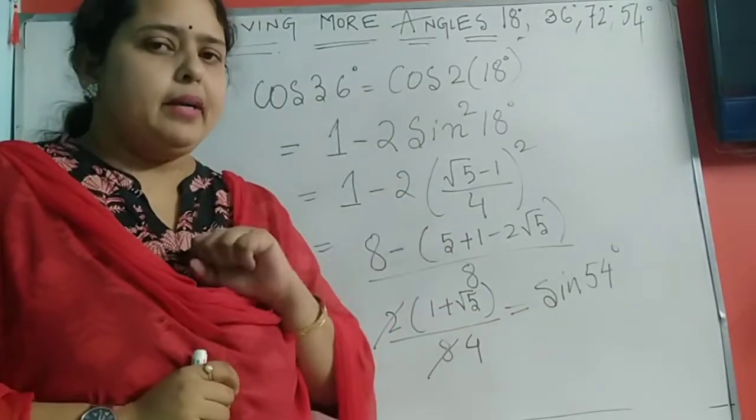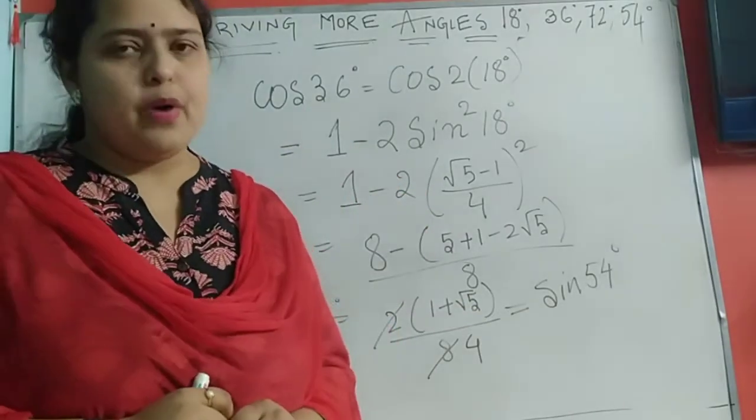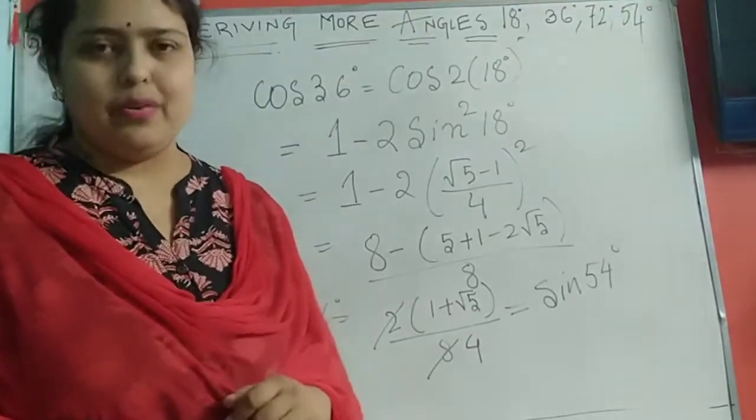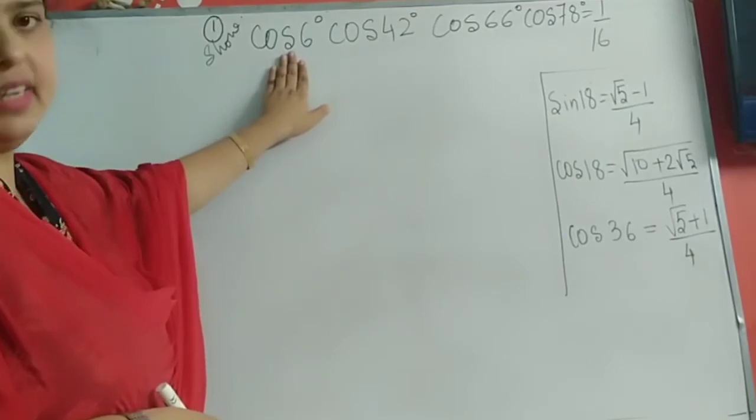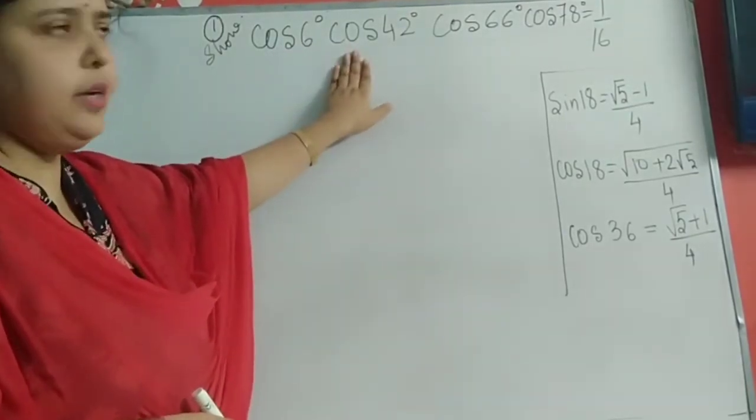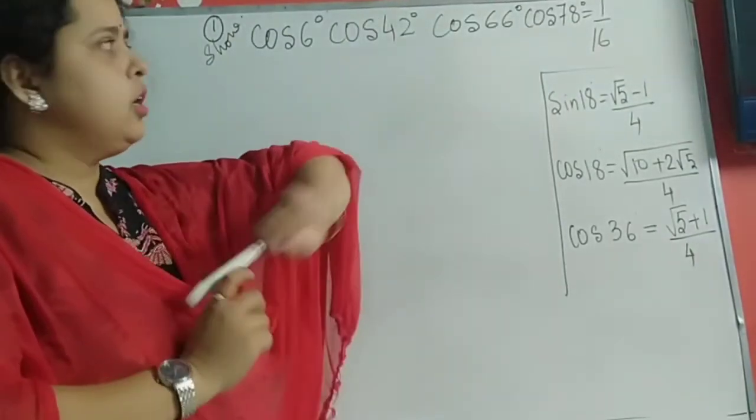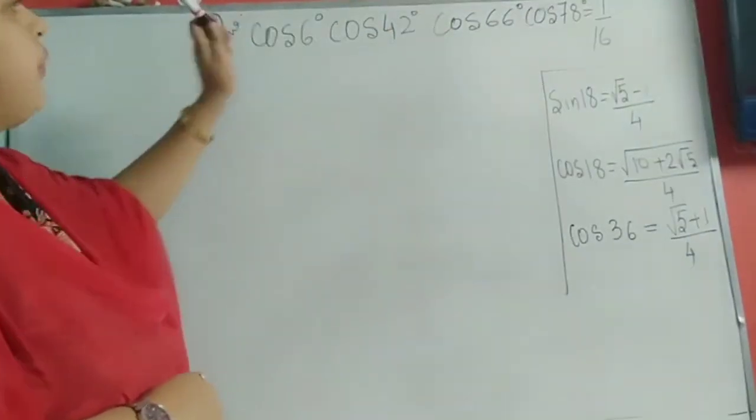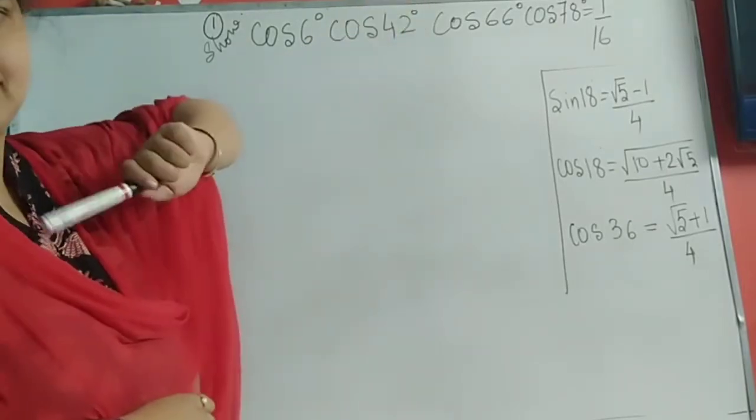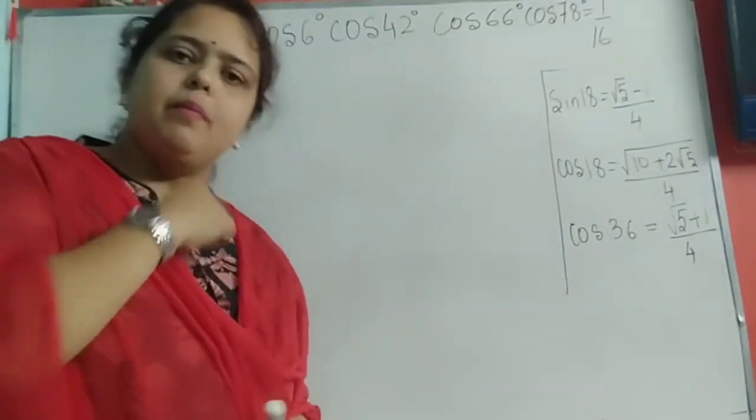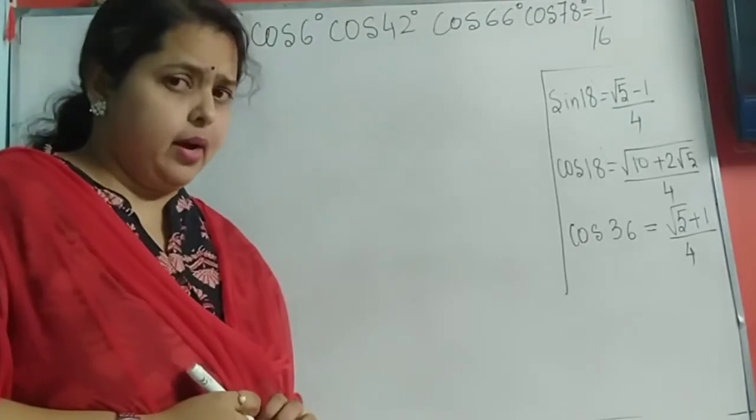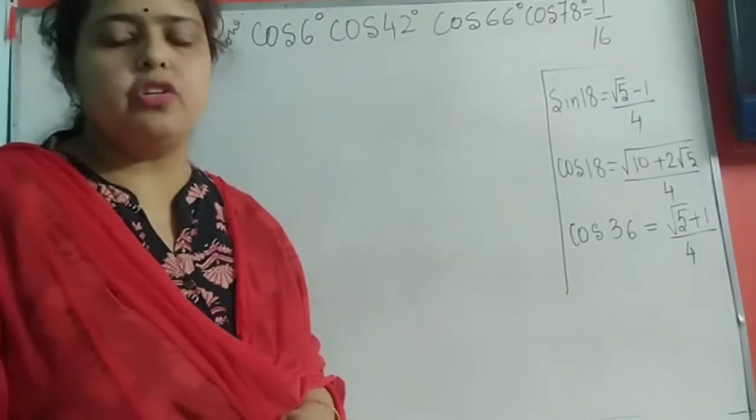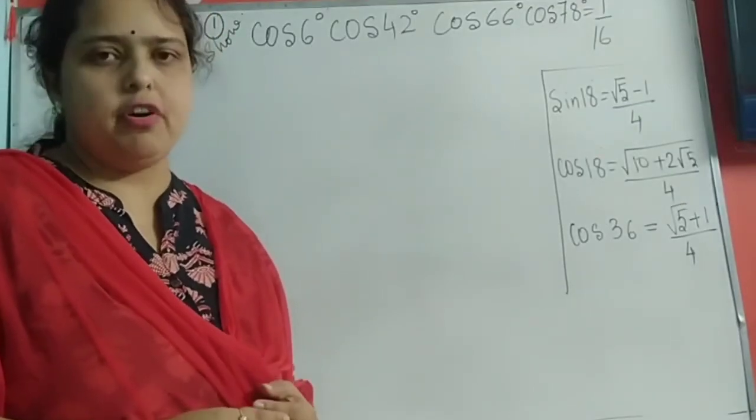But I would like to show you certain problems based on these formulas, how they are going to help me. Cos 6 degree, cos 42 degree, cos 66 degree, cos 78 degree, and I need to prove it is a real number, that is 1 by 16. This type of problem is not new to all of you. Why? Because you have already studied it. You have solved this type of problem in which chapter? Yes, in the transformation formulae.